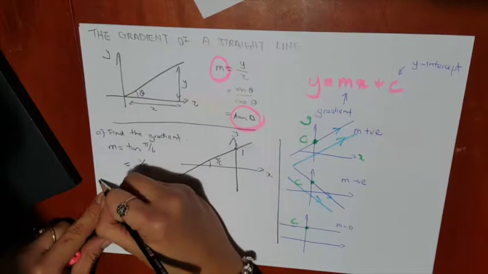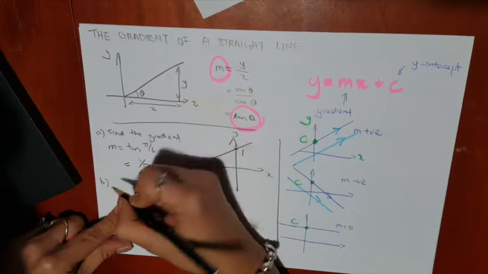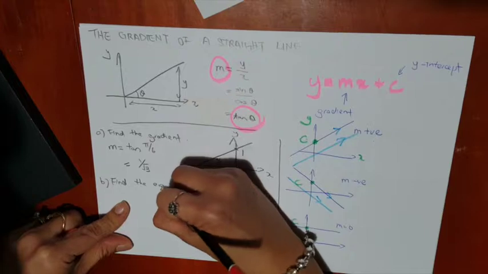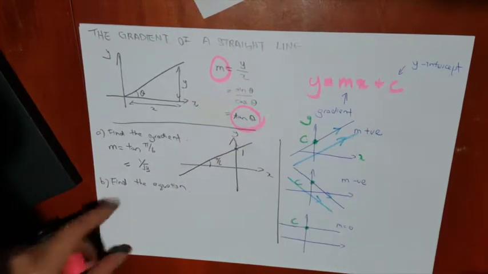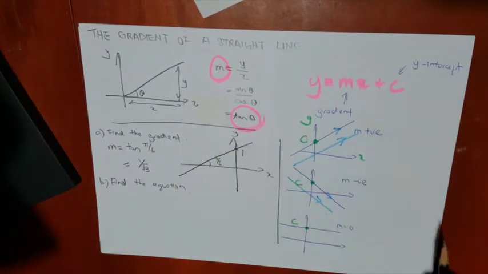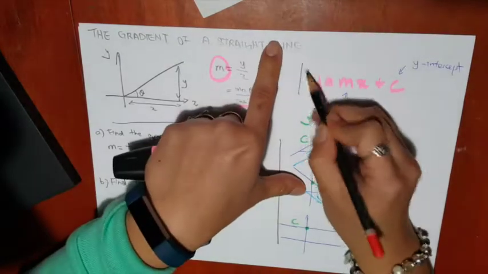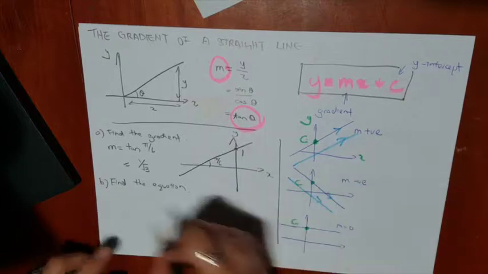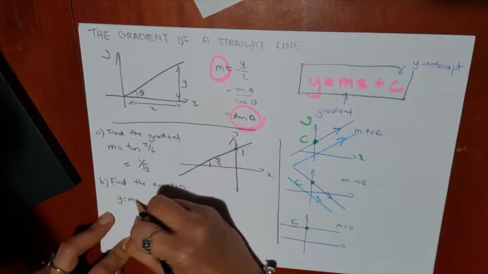The next question is find the equation of the line. So if we want to find the equation of the line, we know that the equation of the line is y equals mx plus c.